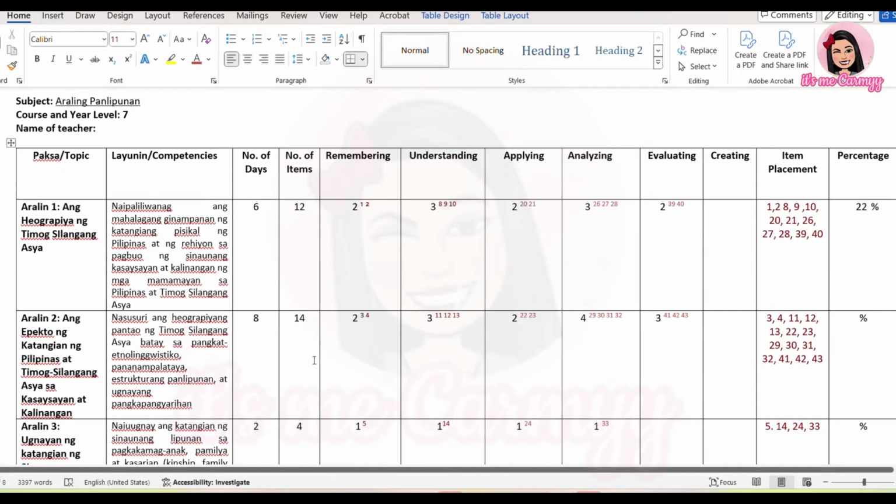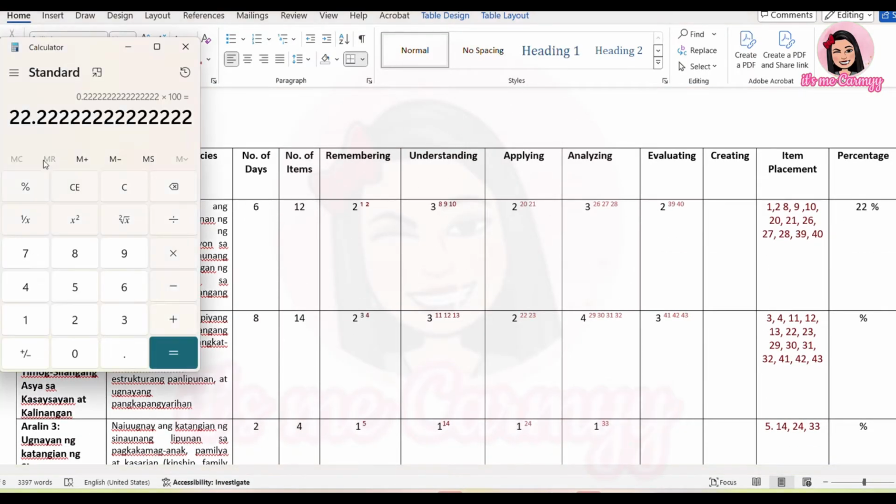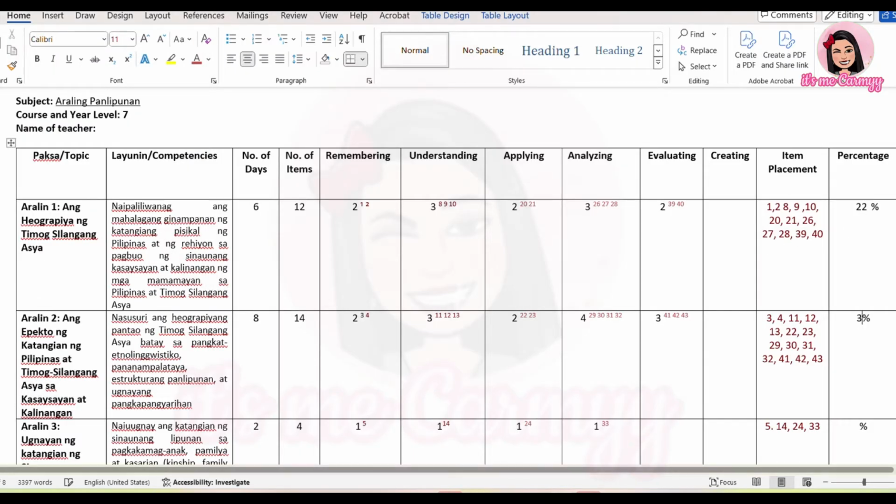Next, we have here aralin 2, 8. Number of days for aralin 2 is 8, and then divided by 27, the total number of days taught. So multiply by 100 is equal to 29.62. So since it is 29.62, i-round off natin. Magiging 30 siya.